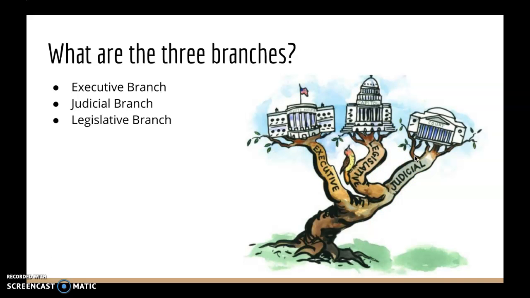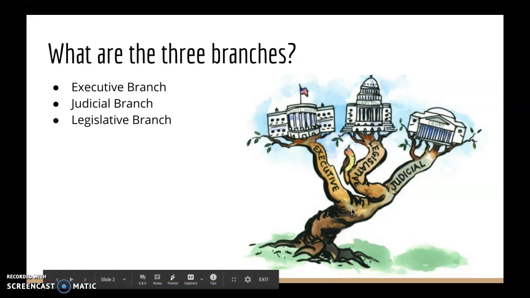And just think of them as tree branches. It'll help you a lot when you're trying to memorize them later on, thinking of them as three distinct things, but they grow out of one tree, and you can kind of think of that as American government.